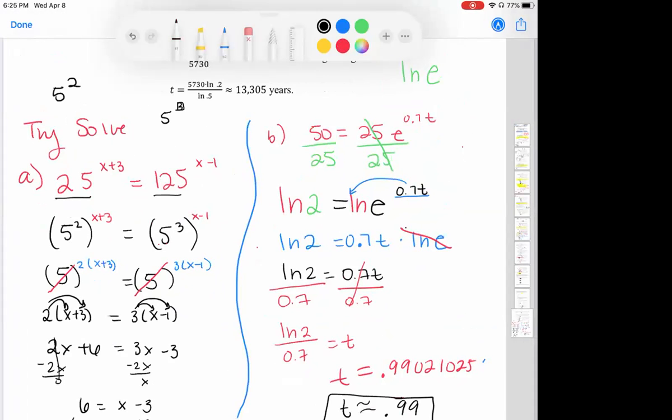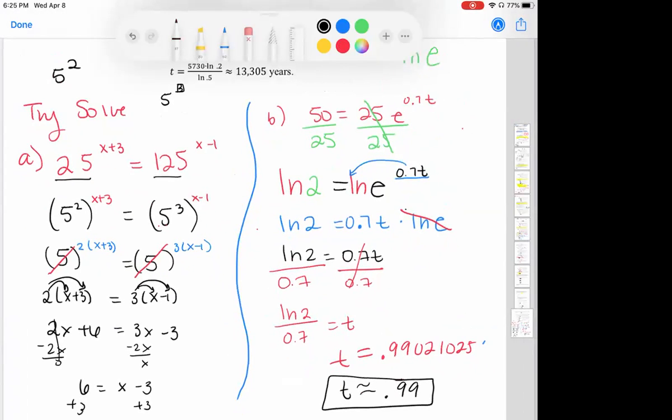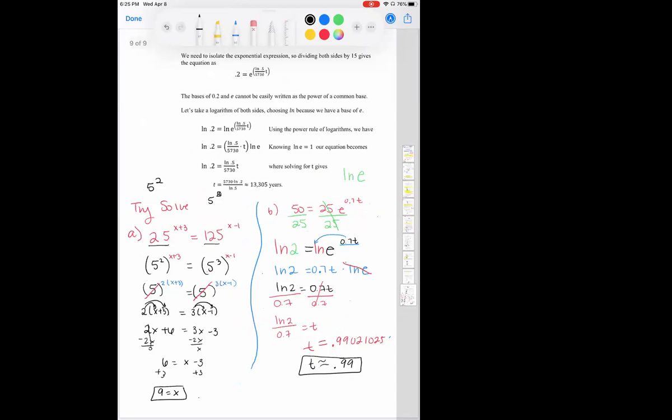All right, so those are two problems that I asked you to try to make sure we were on the right track. Okay, I'm going to go ahead and get out of the shared screen.